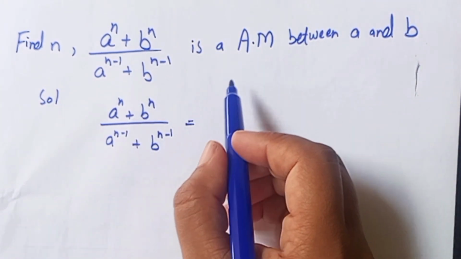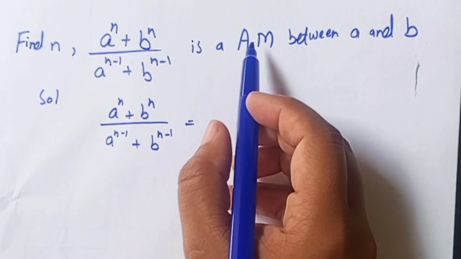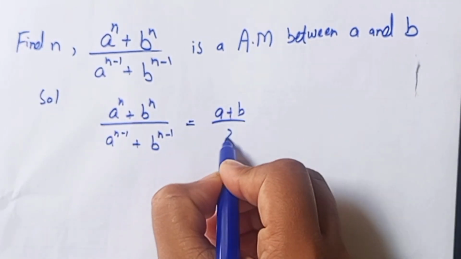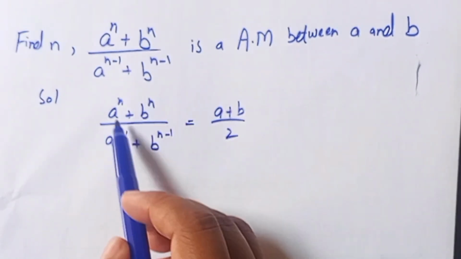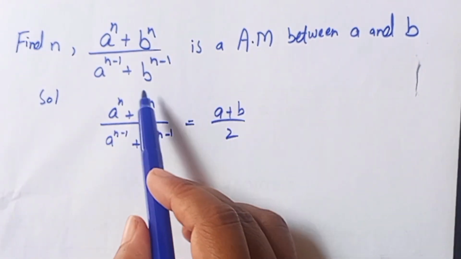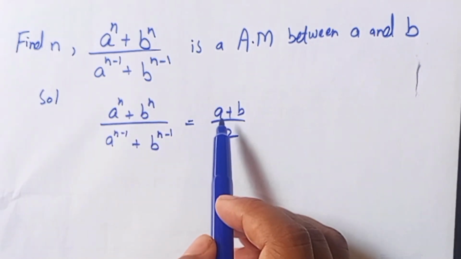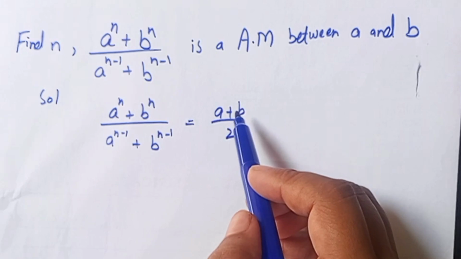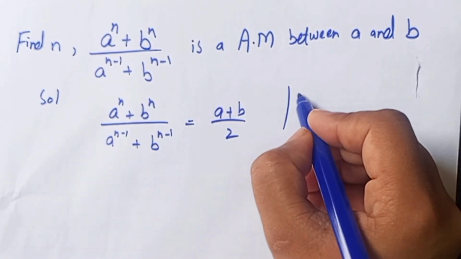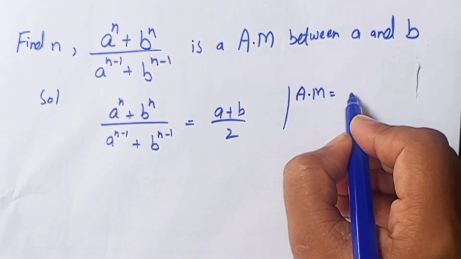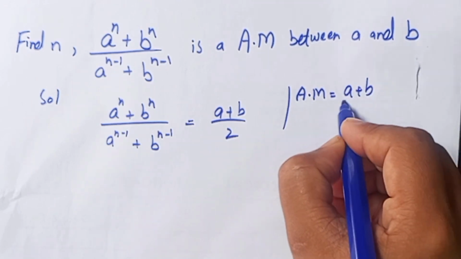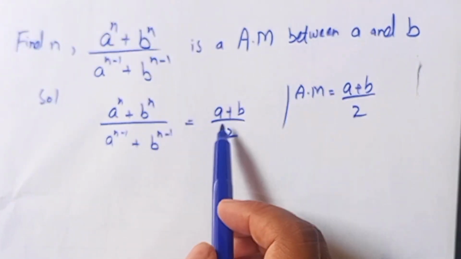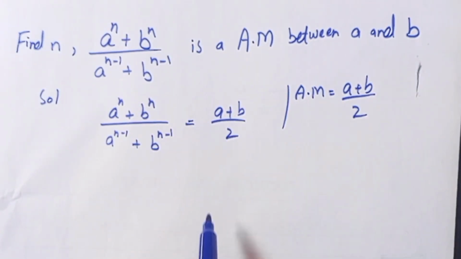AM is the arithmetic mean. We know that the arithmetic mean between a and b is written as (a + b)/2. So it's given that this is the arithmetic mean between a and b, so this side is equal to (a + b)/2, because this is the formula of arithmetic mean: if we find the arithmetic mean of any two numbers, we add these two numbers and divide by 2. So this whole part is equal to (a + b)/2.